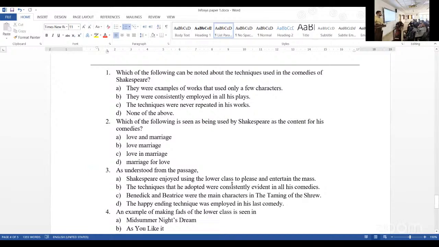Now tell me, what did you understand? Huh? D. So here, beyond D, the technique, this is just one of the techniques. Happy ending is one of the techniques. But what we are observing throughout the pattern in the passage is that he is using all the techniques, and they also mentioned most of the techniques are used in most of the plays and comedies as well. So overall, we are observing that.